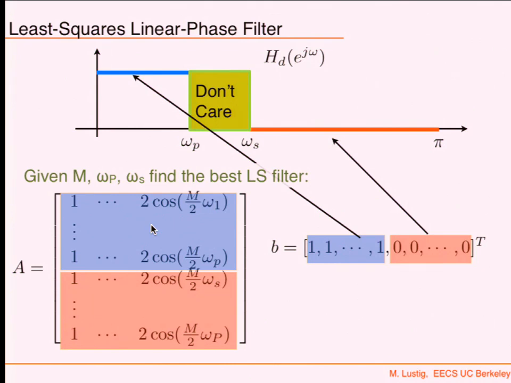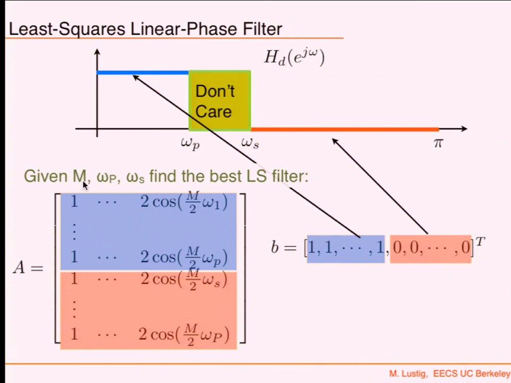And this is transpose, so this is actually a row, a column vector. It just doesn't fit nicely. So the values here, that's the desired Fourier transform here. The values here, the desired Fourier transform here. And then this part of the matrix corresponds to evaluating the Fourier transform of h of n at those frequencies, and you want that to be close to 1, and so on and so forth.